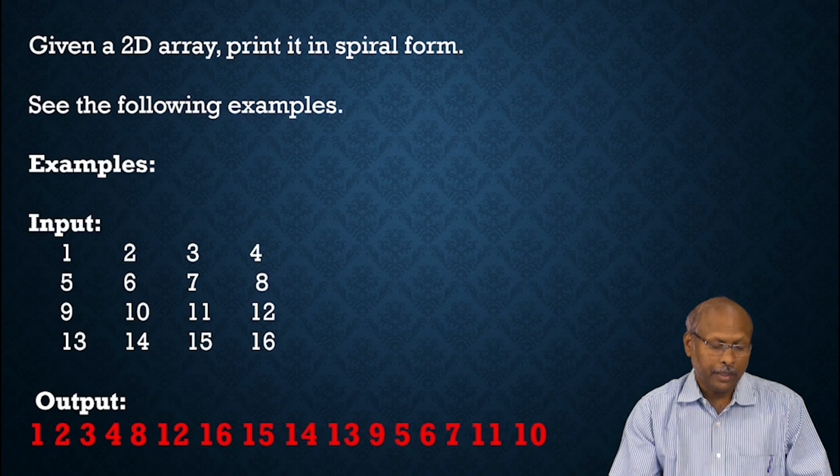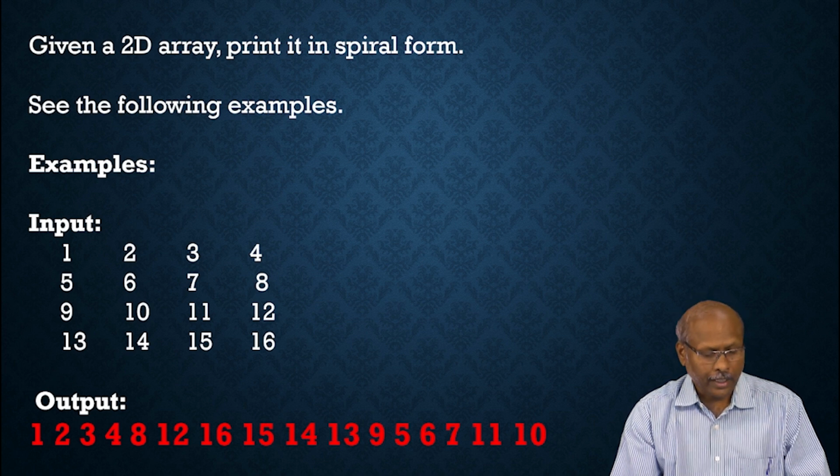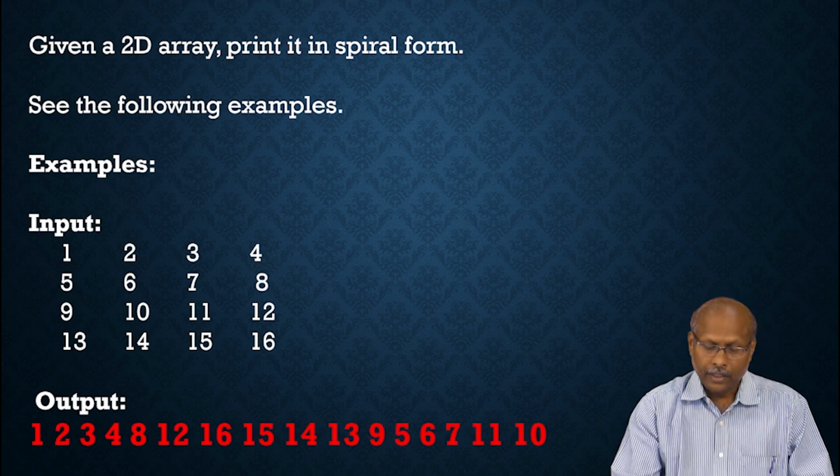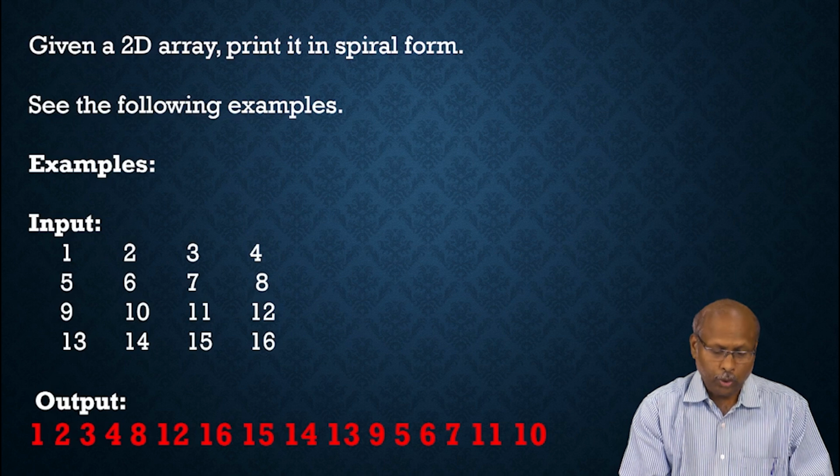See one example they are given. 1, 2, 3, 4, that is the first row. 5, 6, 7, 8 is second row. 9, 10, 11, 12 in the third row. 13, 14, 15, 16 is in the fourth row. So that means it is a 4x4 matrix given. If this matrix is given, the output should come in a spiral form.